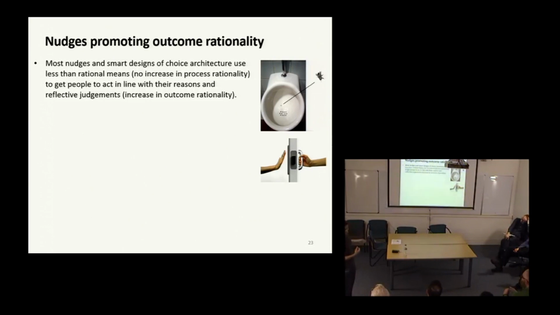The fly helps them to do this. Yeah, but what if people really reflectively judge it best to spill all over the place? They're still free to do so, but we can safely assume that most people want to do this. Right? So most of the nudges steer clear of the very deep.